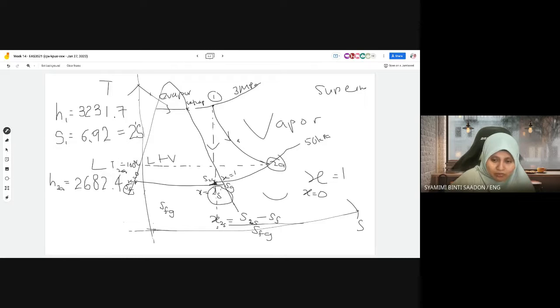So we need to find SF and SFG from the table, but which table can we use? We know the pressure. We don't know the temperature yet. We know the pressure 50 kilopascal and the entropy at this point. So obviously we cannot use the same table A6 superheated, because the fluid is no longer vapor, because it is within the liquid vapor phase change. So which table can we use? Okay, I'm going to ask. I'll give you 1 minute to think.